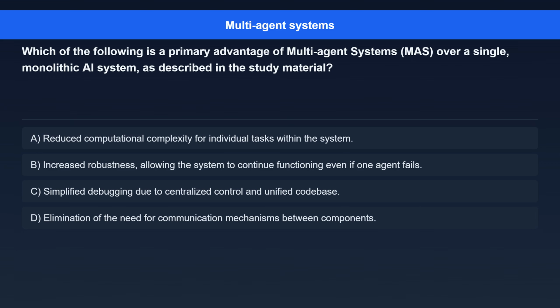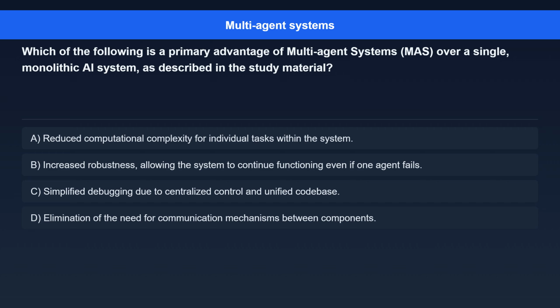Question 1. Which of the following is a primary advantage of multi-agent systems, MAS, over a single monolithic AI system as described in the study material?